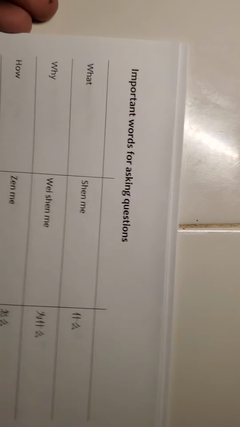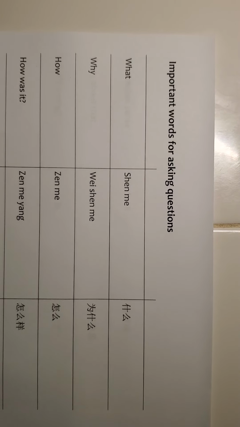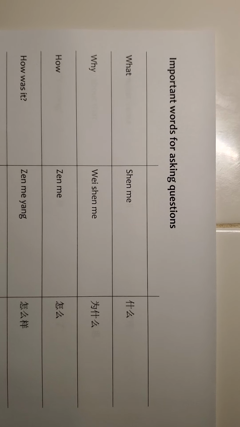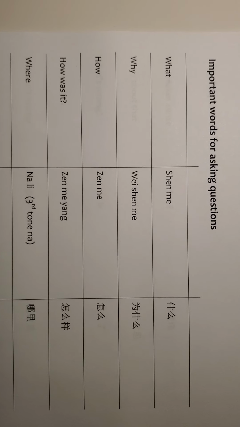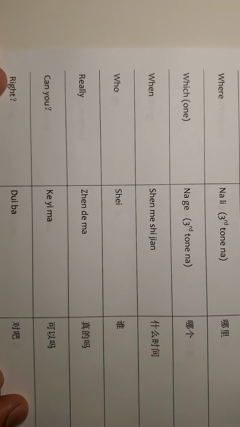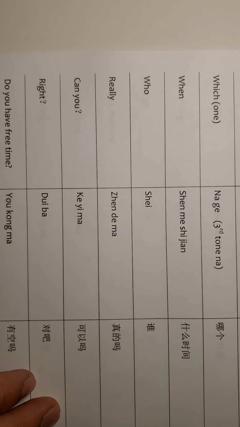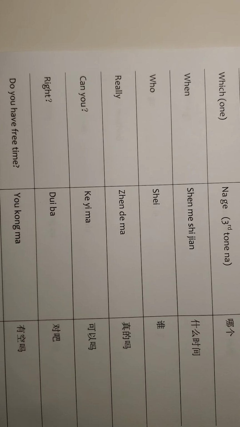So what? Here's questions. This is a good one. I definitely need to review this with you or go back over it with you at least once. 什么? 为什么? 怎么? 怎么样? 哪里? 哪个? 什么时间? 谁? 真的吗? 可以吗? 对吧? 有空吗? I don't know about this last one. Somebody told me you're not supposed to say it. I don't know. 有空的时间吗? Whatever. Let's just not learn that.